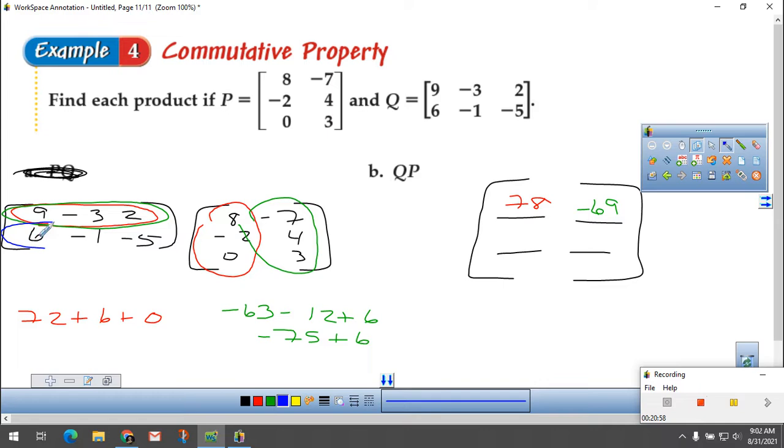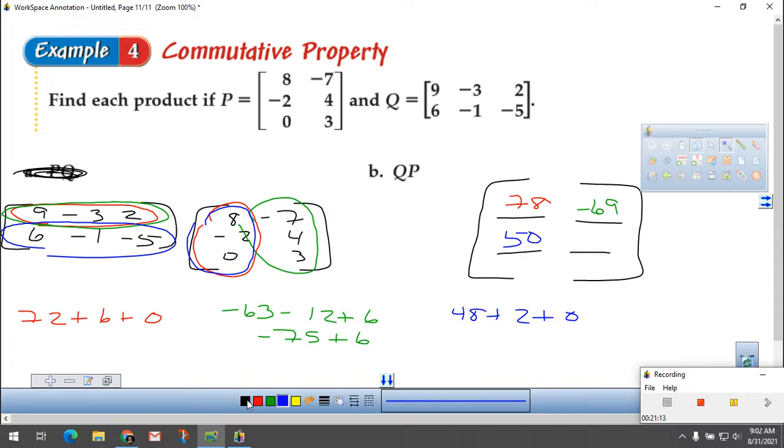So the second row, first column. So 6 times 8 is 48. Negative 1 times negative 2 is 2. And then negative 5 times 0 is 0. So 48 plus 2 plus 0 is 50.